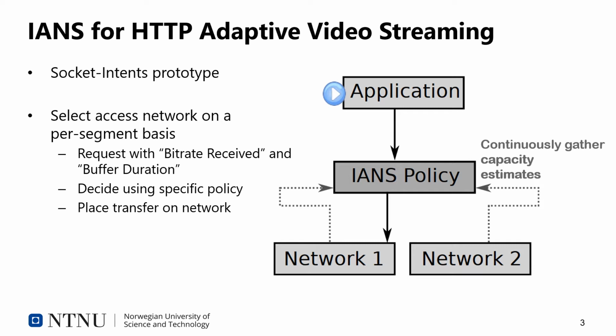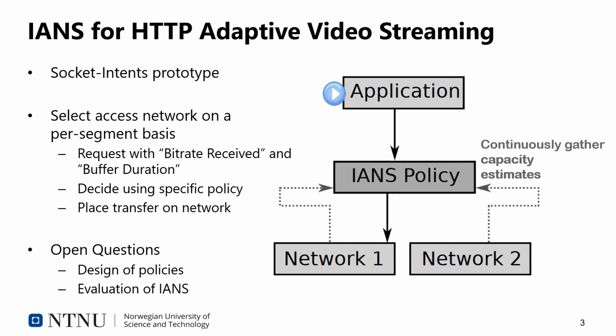IANS also continuously gathers network performance estimates, for instance based on previous segment downloads or other web downloads. Before sending out the application request for the new segment, IANS decides whether to use one specific network or both. After that, IANS places the transfer on the selected network. In the following, we will focus on how to design appropriate policies and evaluate the benefits of IANS compared to single interface usage and plain Multipath TCP.